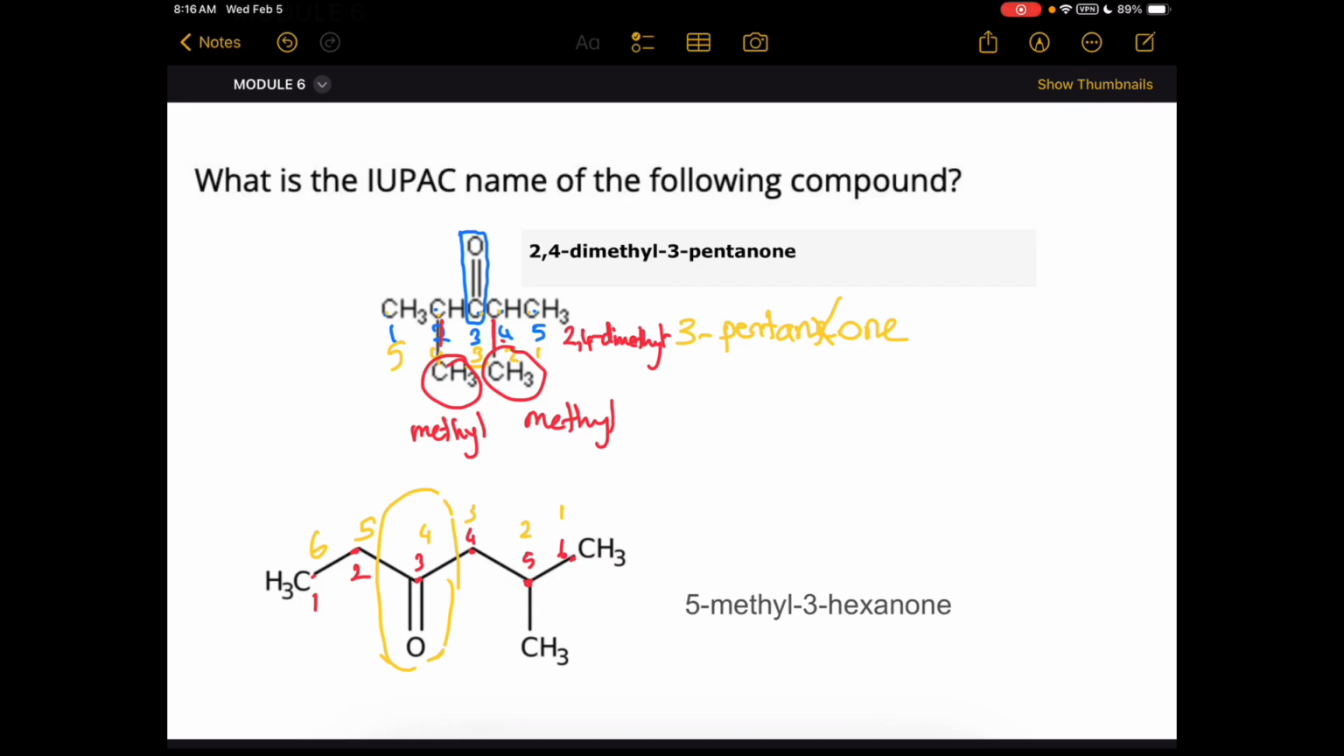So okay, if I go with the red numbering, let's put the name of my compound first. 6 carbon, hexanone. Where is my carbon located? Carbon number 3. Now, do I have any substituent that's sticking out? It looks like this is sticking out. This is methyl. Where is it located? It's located on carbon number 5. 5-methyl 3-hexanone.